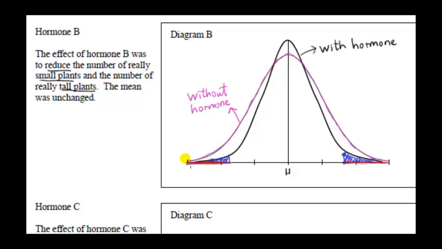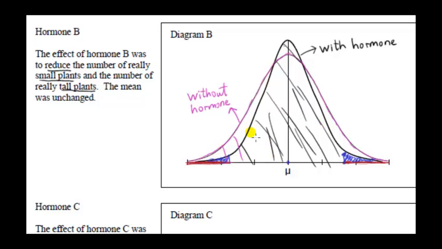So the total area must be 1, remember. It's a probability distribution. The proportion of plants of all heights is just 1. So if we flatten the tails, we have to increase the height of the curve. That means the total area under our new curve has to be the same as the total area under the old curve, representing the heights of plants before hormones were applied. So we want to keep the area under both curves equal to 1.